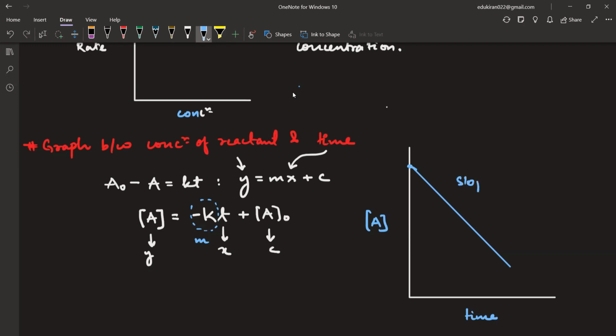And what is the slope? The rate at which it is decreasing is equal to minus K. Minus means that the concentration is decreasing, and K means how much it is decreasing. So if K is high, the reaction will be very fast and the concentration will decrease very fast. This intercept tells me about the initial concentration of the reactant, A naught. Please write this down. Let me know when you're done.